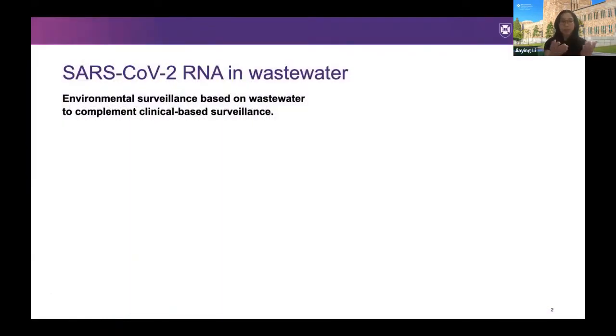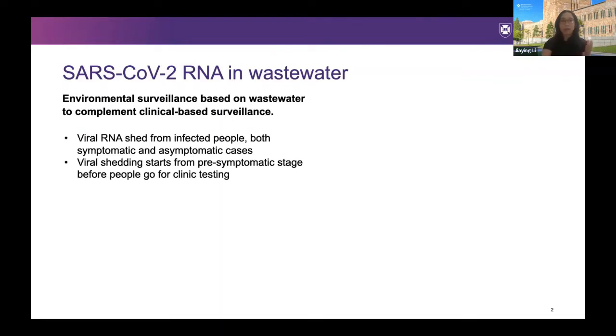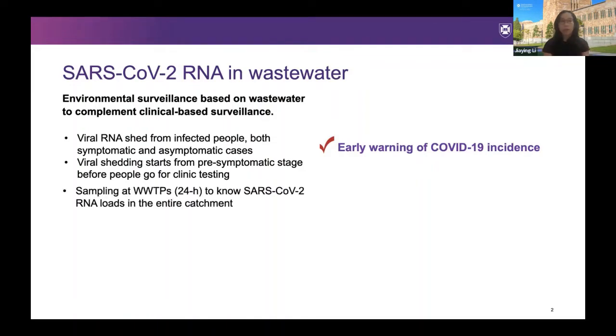As Christine has presented in the previous presentation, monitoring SARS-CoV-2 in wastewater is now recognized as an important environmental surveillance to complement the clinical-based surveillance, because the virus RNA could be shed from both symptomatic and asymptomatic cases, and the shedding starts from the pre-symptomatic stage before people go for clinic testing. So this indicates that wastewater monitoring will be able to provide an early warning of COVID-19 incidents in the population. Usually we collect samples at the inlet of a wastewater treatment plant, which receives wastewater from the entire catchment, so we will be able to interpret the COVID-19 prevalence at the catchment scale.